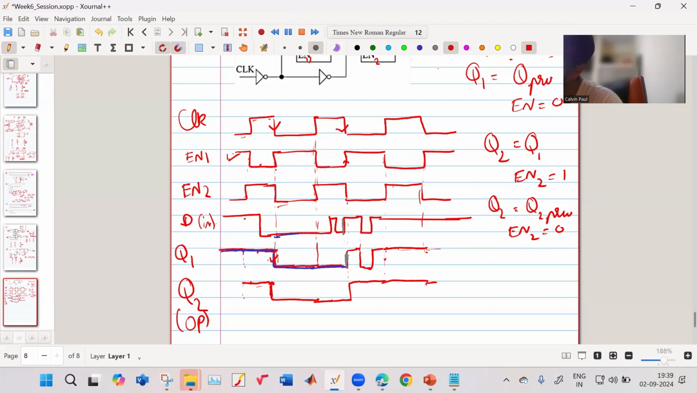At this instant, your Q1 is going low, so your Q2 also will capture it. So your Q2 again goes low. Then at this instant, when your Q1 goes high, Q2 will take that value. So it is changing as such. Whenever there is this negative edge, the value of Q2 is changing. That is why it is known as a negative edge detector.